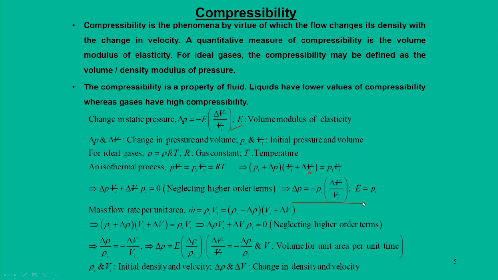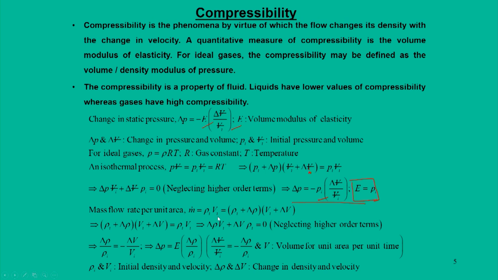So, here delta P now becomes Pi into delta V by Vi. If you compare these two equations, we can find that the volume elasticity is nothing but its initial pressure. Then another expression one can find is the mass flow rate per unit area. Again, that remains conserved.